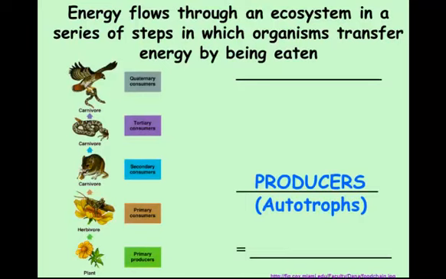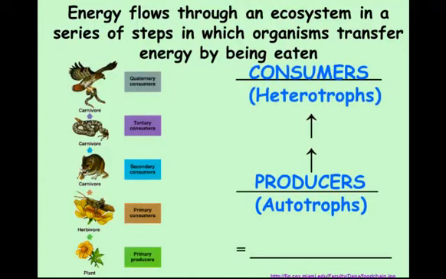And then the mouse eats the grasshopper, so the energy flows into the mouse. And then the snake eats the mouse, so that energy is going to pass to the snake. And then the hawk eats the snake. So we have what we call a food chain. We're passing energy from the producers to the consumers when the food gets eaten. And that's called a food chain, right? A sequence that shows how energy moves through an ecosystem as things get eaten.